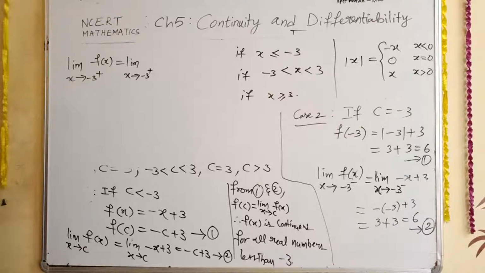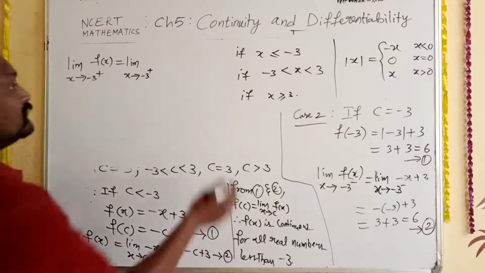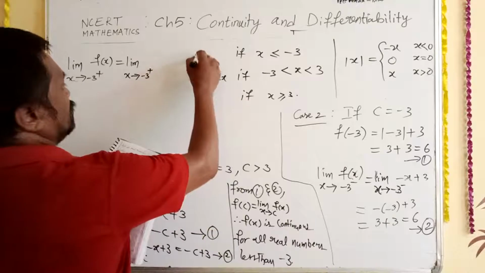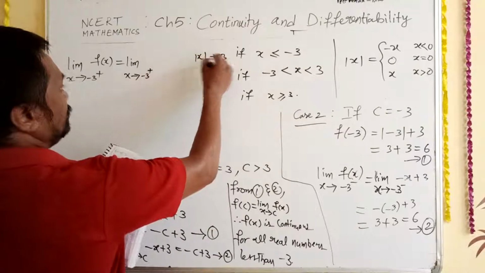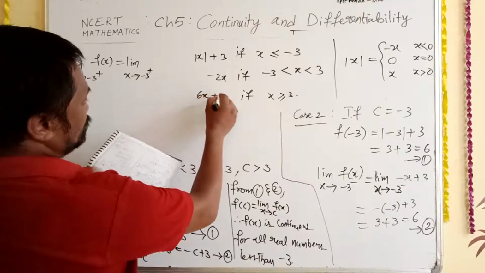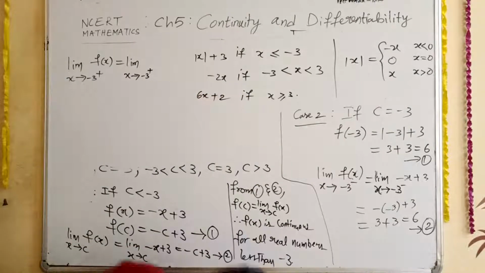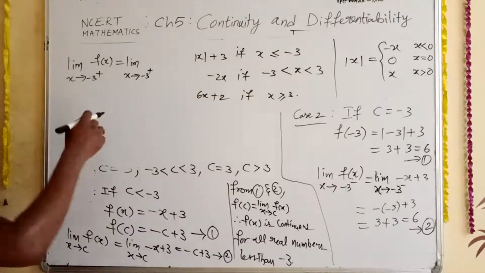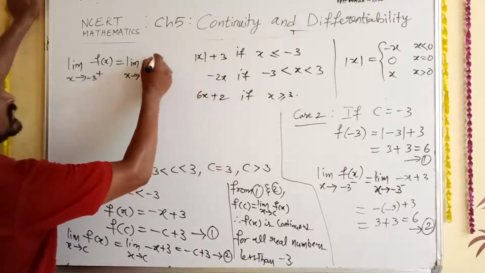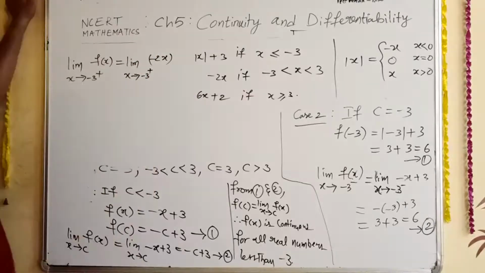Question number 7: minus 2x. Here this is minus 2x, this is modulus x plus 3, and another one is 6x plus 2. These are the functions. Now let us check what we can do. So f of x means what now? Minus 2x. Write that minus 2x.